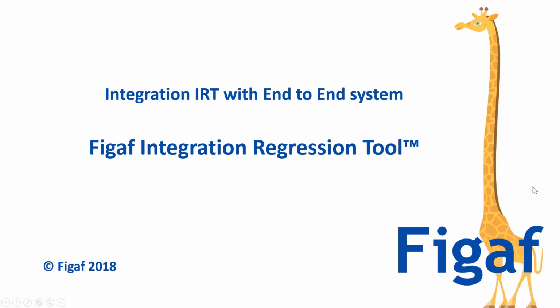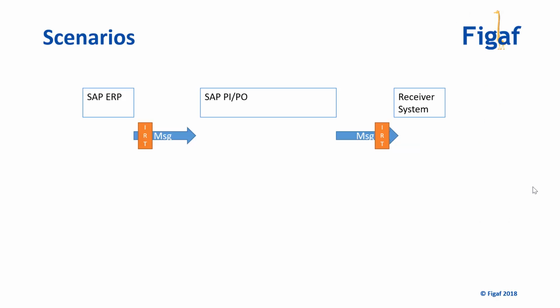Hi, in this video I'll show you how you can use Figaf IRT to test together with an existing testing component, for instance HPE UFT. The reason you'd want to do it is if you have your UFT scripts or whatever testing application you have, but you also want to test the actual PI messages being created and what they really look like.